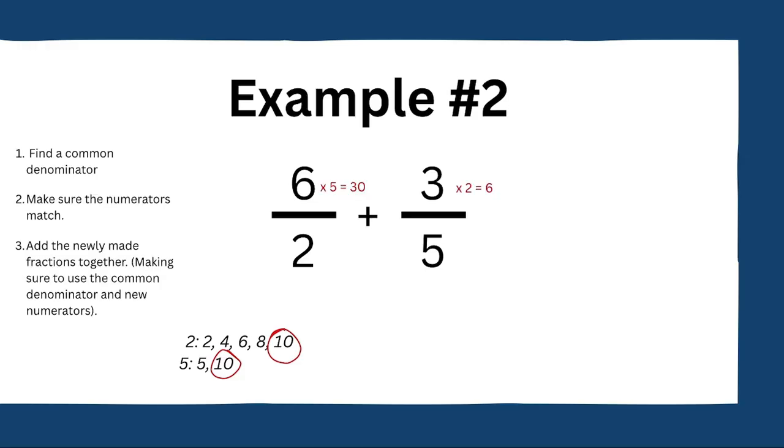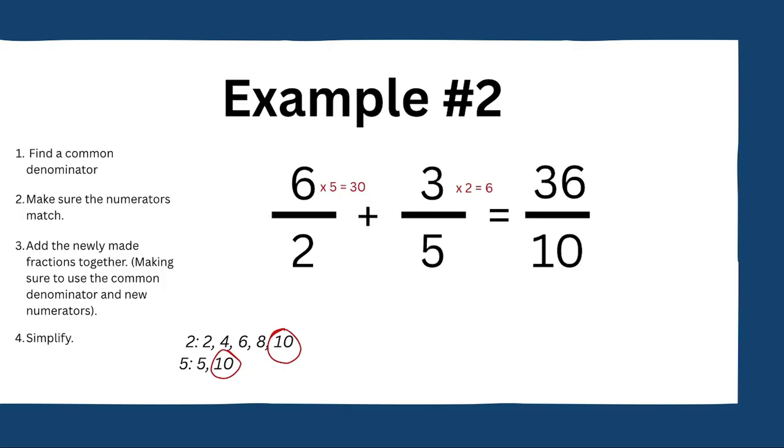So when I do this, I get 6 times 5 equals 30, and 3 times 2 equals 6. So I'm going to add those numerators together, 36, and I know that the common denominator is 10. Now, I can simplify this, and I'm going to start off with using my greatest common factor, which is 2, because these are even numbers. So when I do this, I get 36 divided by 2, 10 divided by 2, and when you do that, you get 18 over 5.